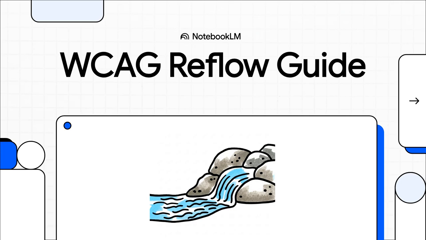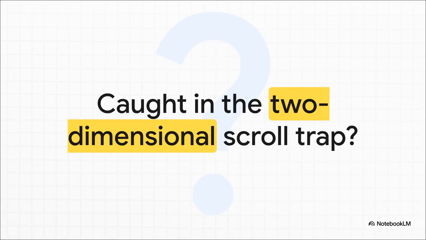All right, let's talk about something that's absolutely fundamental to making the web work for everyone. It's all about designing content that adapts to the user, not forcing the user to adapt to the content. I think we've all been there, right? You're on your phone, or maybe you've zoomed into a website to actually read the tiny text, and you're trapped.